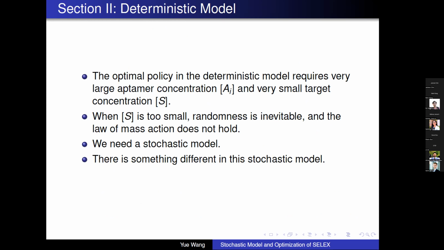The problem is that the optimal policy requires very large uptimer concentration and very small target concentration. And when this target concentration is too small, randomness is inevitable, and the law of mass action doesn't hold. Therefore, we need a stochastic model. And we will show that there's something different in this stochastic model.